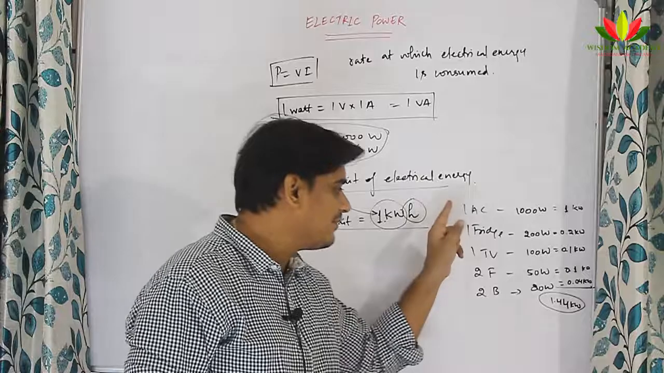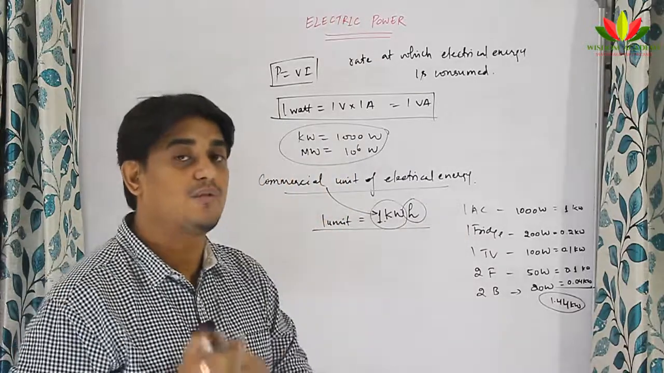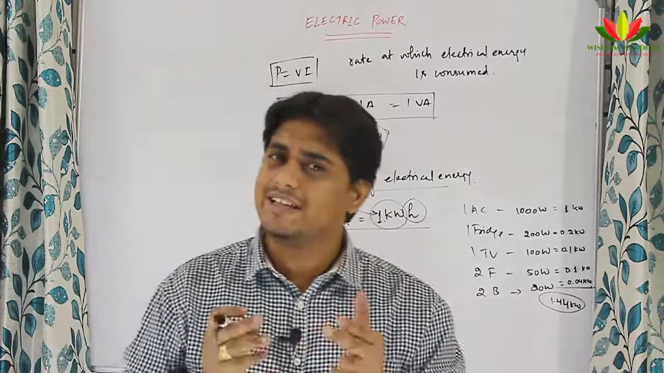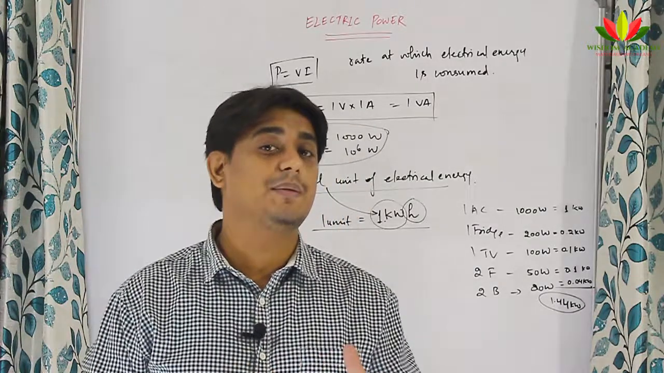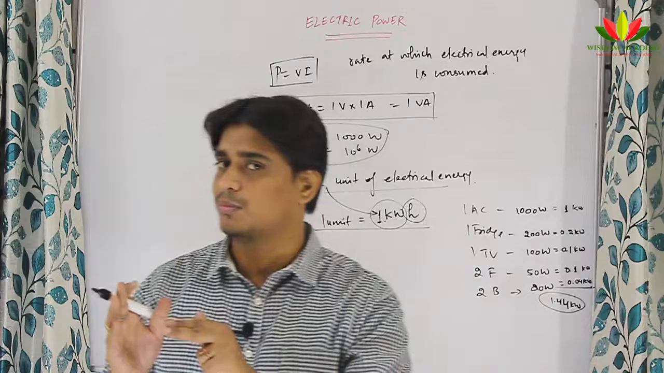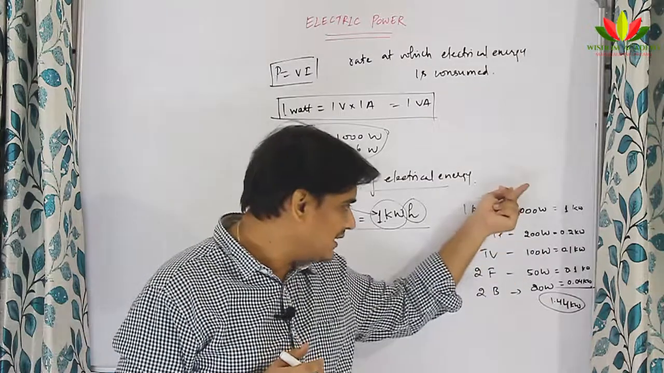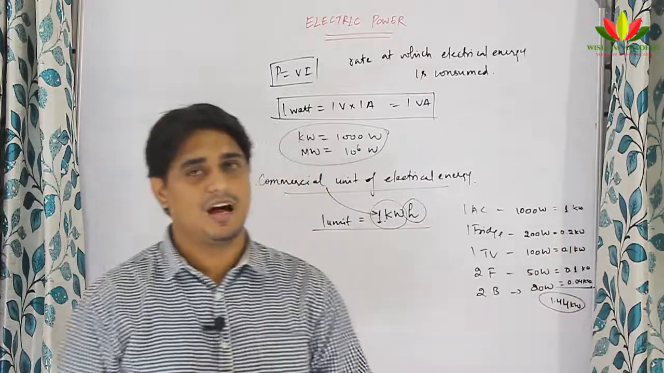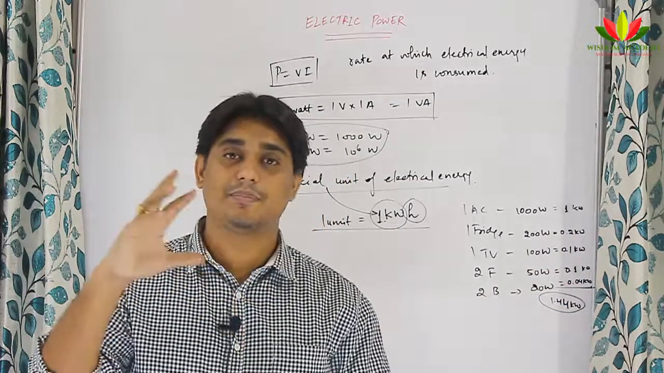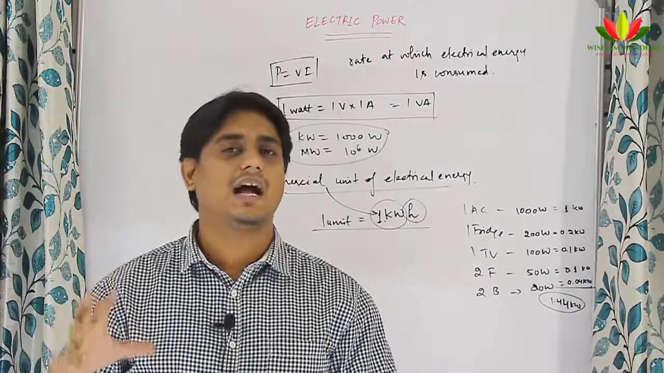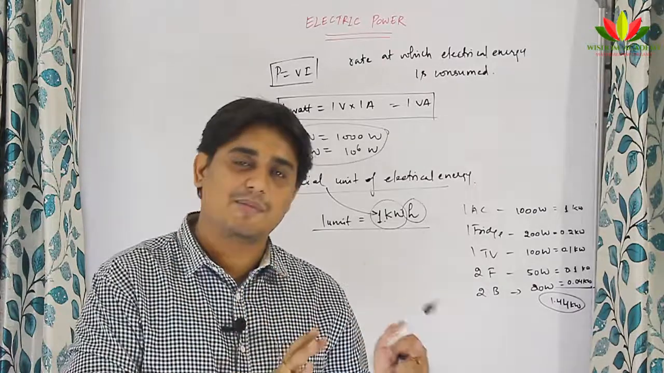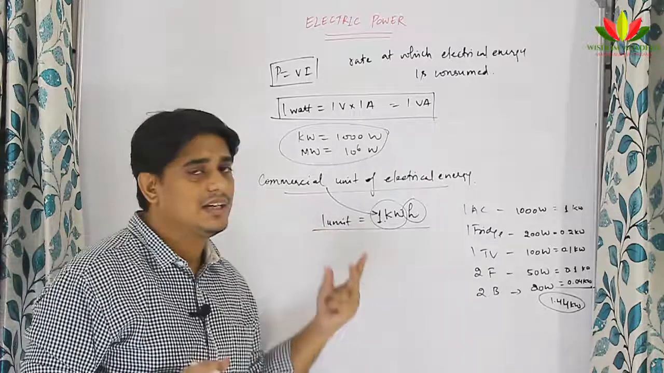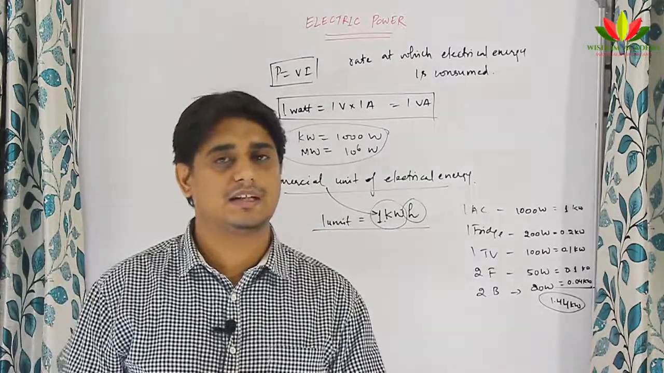So if I am running everything for 10 hours in a day, I will have 14.4 units, and multiply by 30 you will get it for 1 month. So very easily you can calculate the approximate bill of your home if you multiply the power rating in kilowatt with the time in hours. You take the power in kilowatt and the time in hours. If you multiply these two, you will get units, and 1 unit is the commercial unit of electric energy.